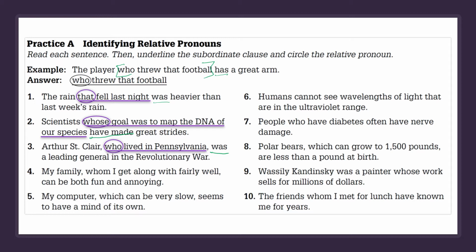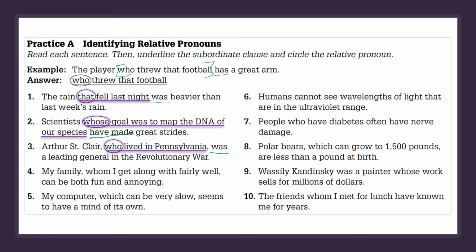So basically here you are doing two things. First, you spot the relative pronoun, and once you do that, it's clear to you where the subordinate clause starts. Then you underline it until you find the main verb and you stop. And that is the subordinate clause.